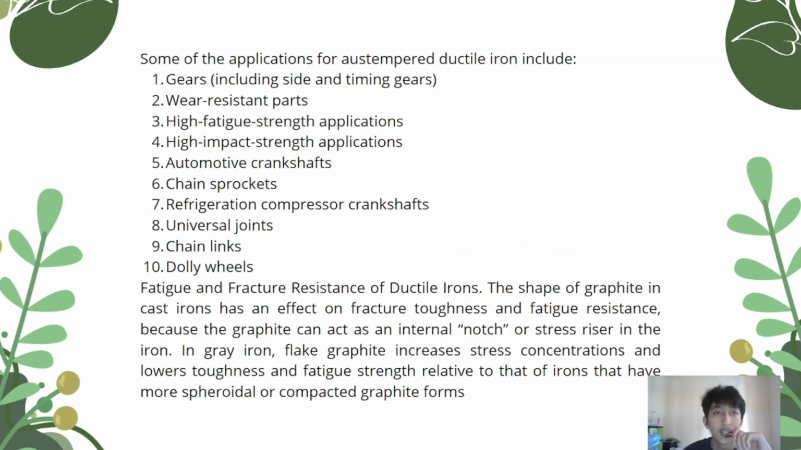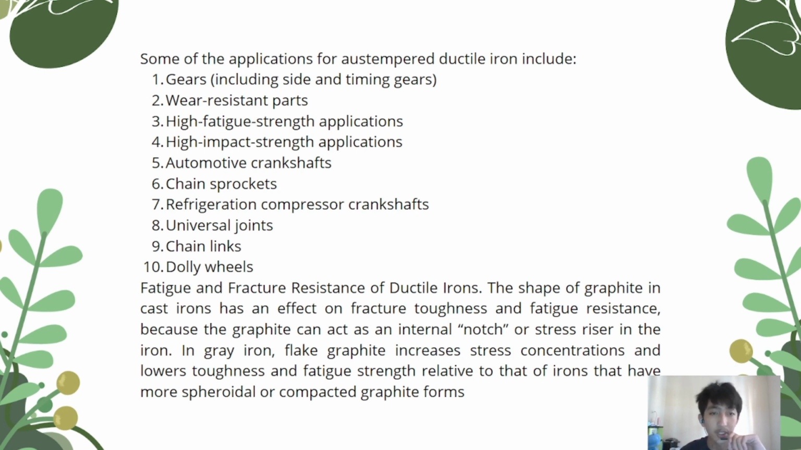Some of the applications for ductile iron include: the first is gears, two is wear resistant parts, three high fatigue strength applications, four is high impact strength applications, five automotive crankshafts, six is chain sprockets, and next is refrigeration compressor crankshafts. Next is universal joints, and next is chain slings, and finally is dolly wheels.